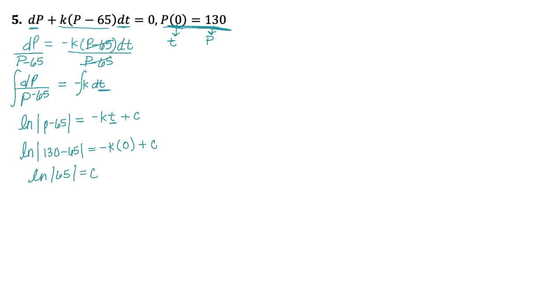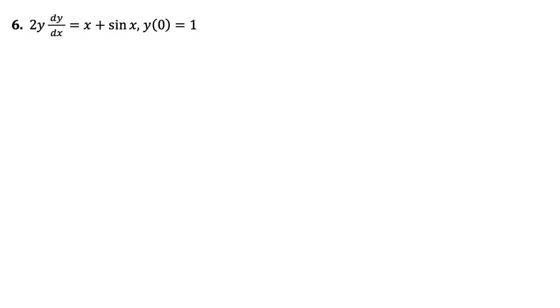And so going back up, from here's our equation, we're going to have the natural log of the absolute value of p minus 65 equals negative k times t plus, and instead of c, we're going to put the natural log of 65. And we're going to leave it just like that for right now.